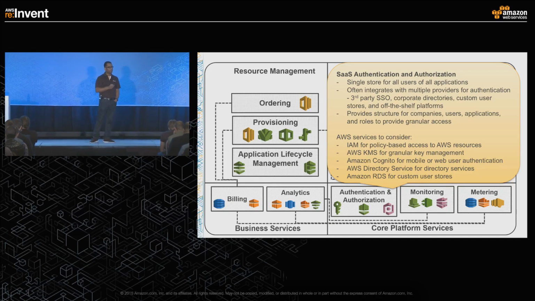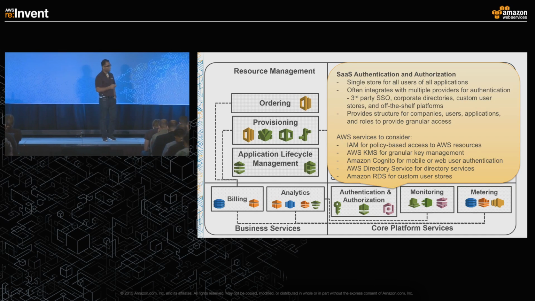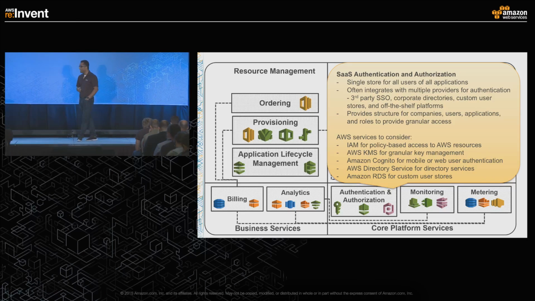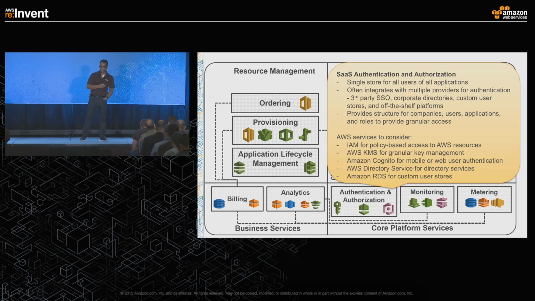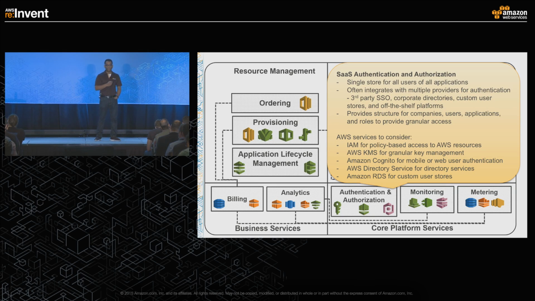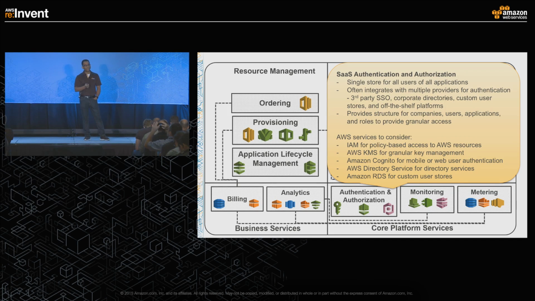So some services that you can use include AWS Identity and Access Management to give granular access to various AWS services. You want to think about using KMS, Key Management Service, to hold the keys that will encrypt data for either the customer in its entirety or various users within that customer base. Cognito can be useful for web and mobile authentication, and you can take advantage of directory service so you don't have to manage EC2 instances for your directory services. And then finally, RDS could be the host for your custom authentication and authorization stores.